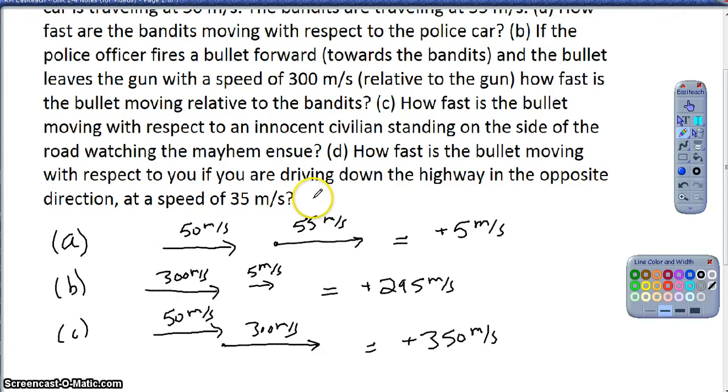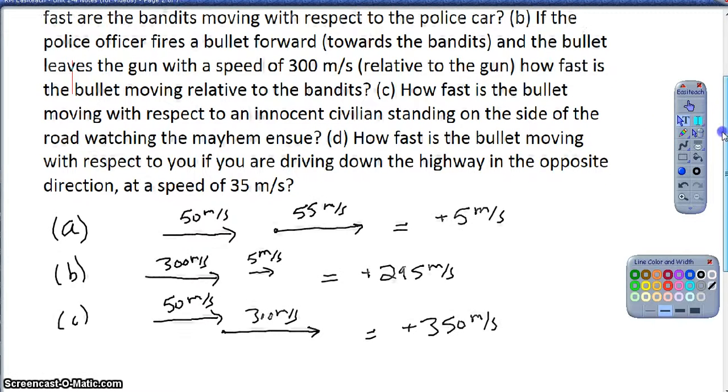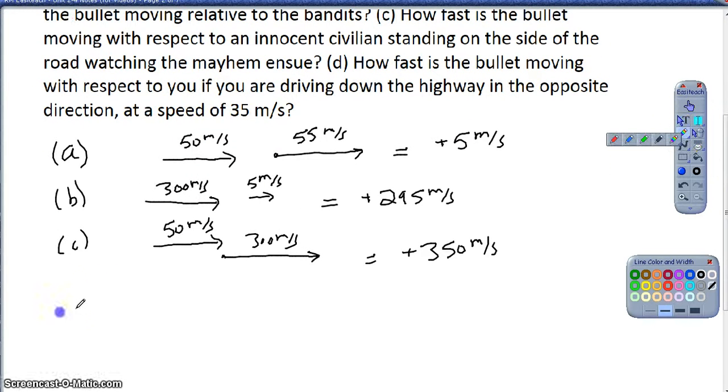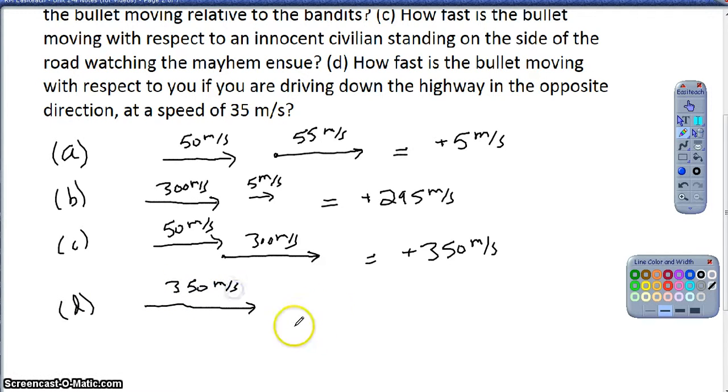And then part D, how fast is the bullet moving with respect to you if you're driving down the opposite side of the highway at a speed of 35 meters per second? Really, what I would do for part D is, I know that the bullet is moving with respect to a stationary person at 350 meters per second, but we're not stationary, we're actually going the opposite direction, moving at 35 meters per second this way. I'm just going to sum those two vectors up because they're moving opposite of each other, right? And so the relative motion between them is actually 385 meters per second. And it'd be 385 meters per second away from you, right?